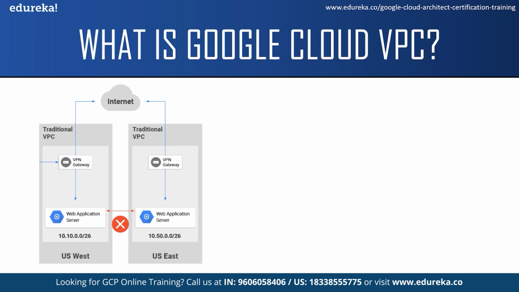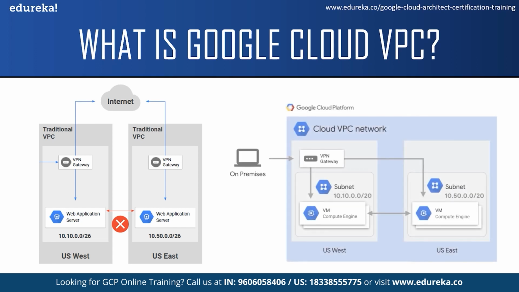Now, the virtual machine in one region can access the internet and communicate with the other virtual machine only through the VPC gateway, which acts as an interface. In the traditional VPC, one virtual machine cannot directly communicate with the other virtual machine. Now, in the Google version of the virtual private cloud, it is a global construct, which means instead of creating a VPC in US West and the other one in US East region, you just create one VPC and put the subnet in different regions within that VPC.